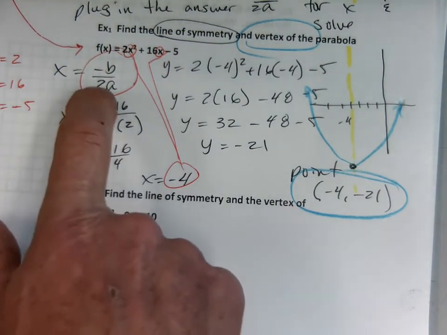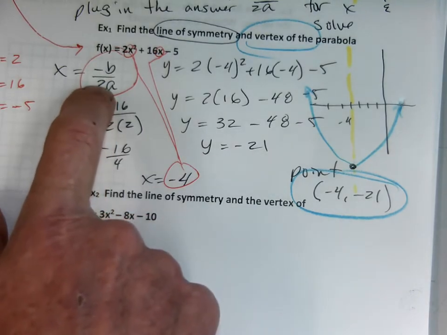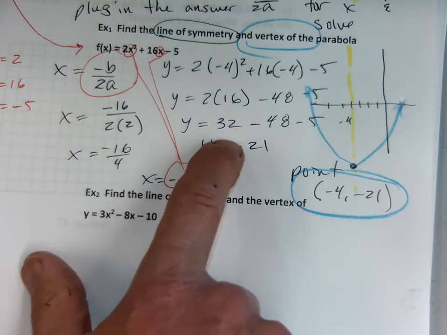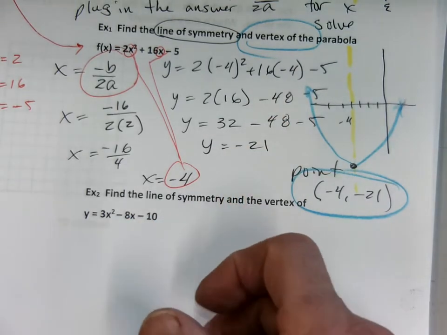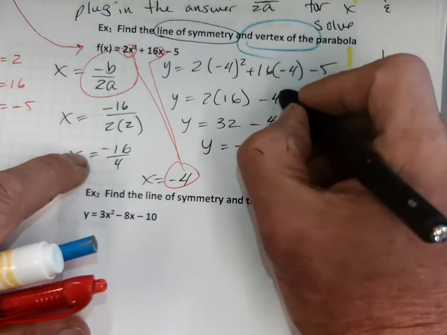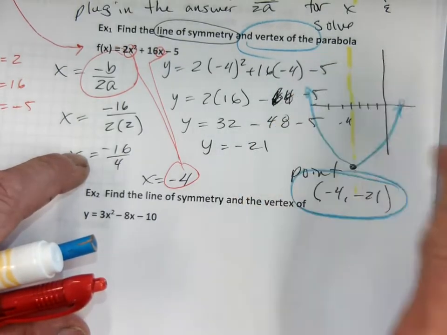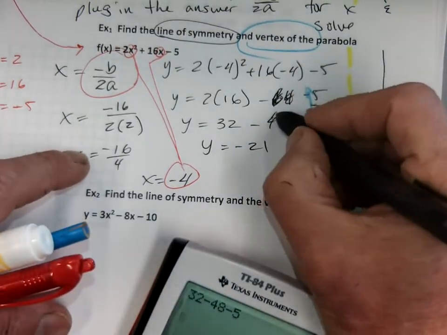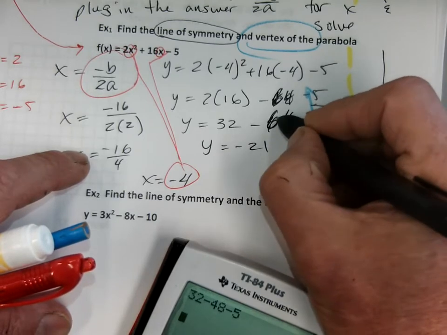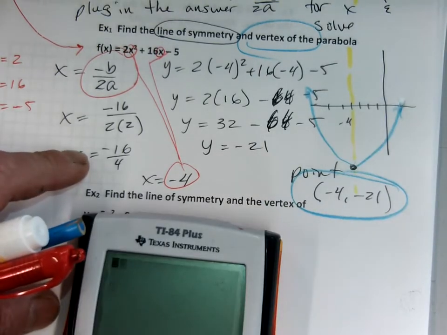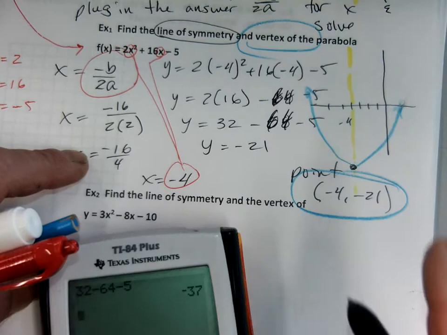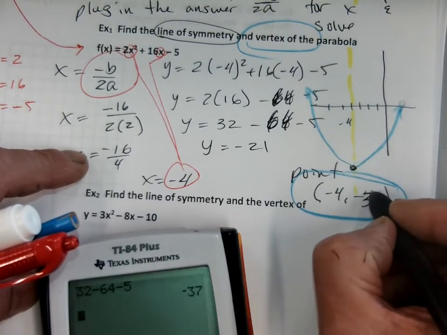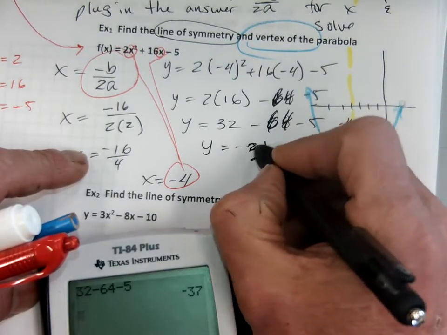Easy little equation. Yeah, Arlo? Oh, I made a mistake. Thank you. I do that. It's Monday. 64. Thank you. So my answer is wrong, isn't it? Thanks, Arlo. I do that a lot. 32 minus 64 minus 5. Must be Monday, huh? How about -37? Thanks, Arlo.